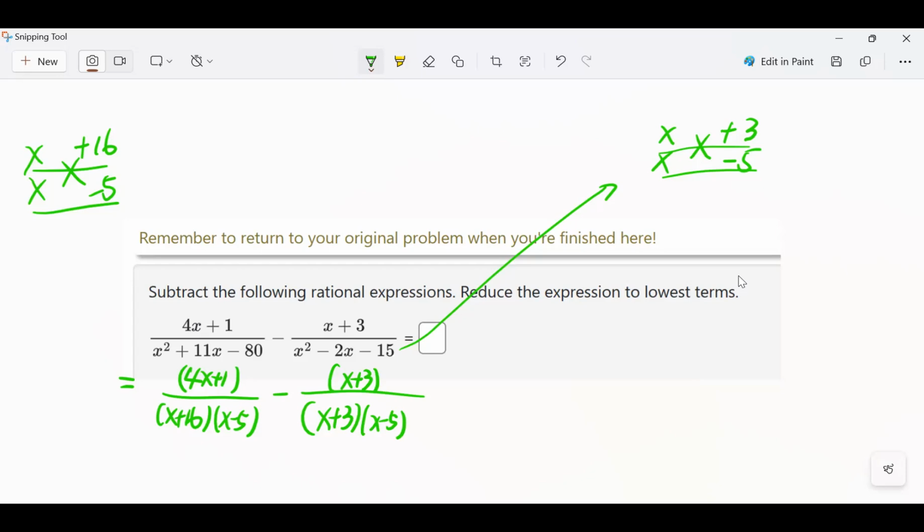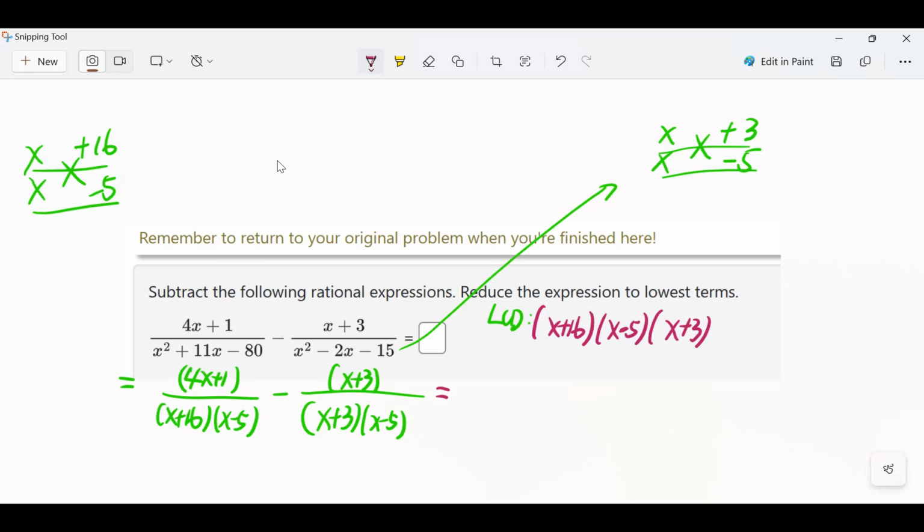Now here, we're going to look at the LCD. For the LCD, we take every single term here, so we do x plus 16 and x minus 5. Both of them have x minus 5 and x plus 3. So three different factors. That's the LCD.